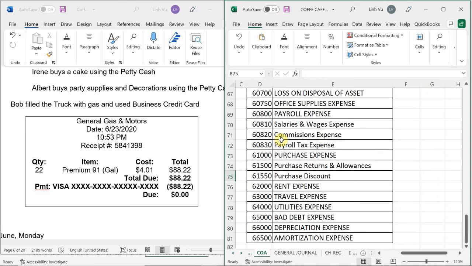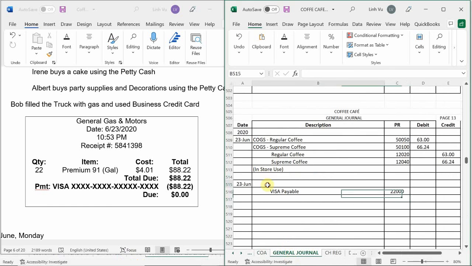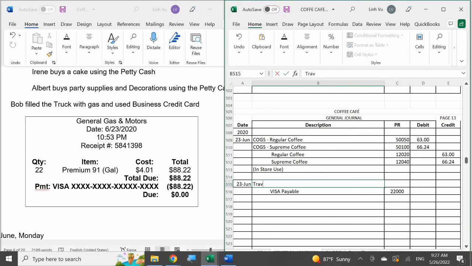So 63,000 for travel expenses. 62,000 travel expenses. How much did I charge? 88.22. Okay, 88.22.